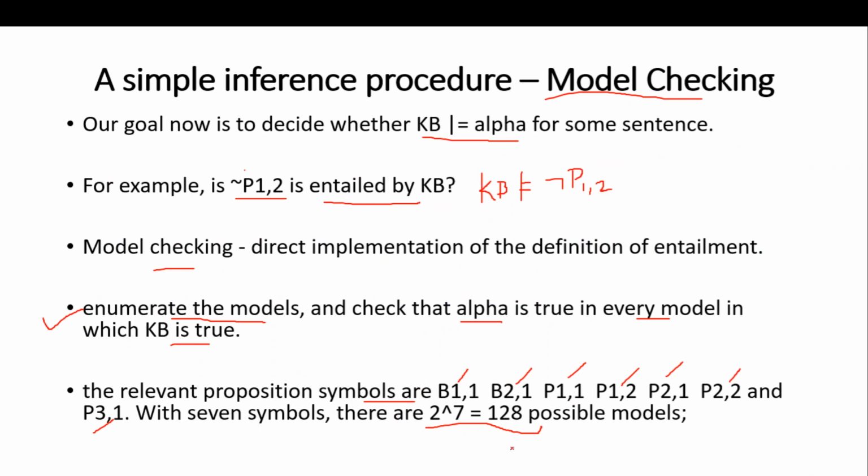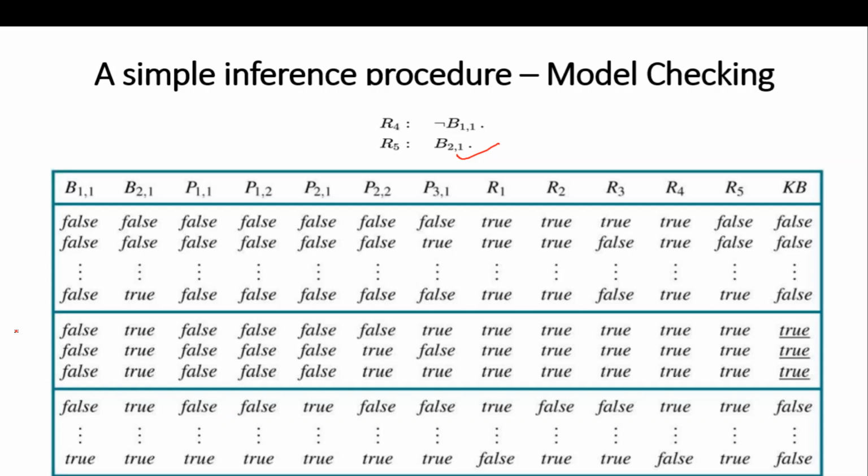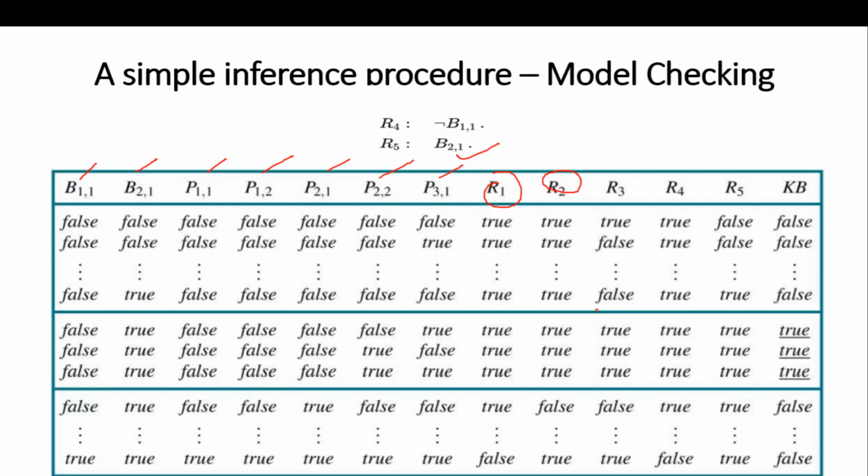2 to the power 7 gives 128 possible models, or 128 possible combinations. So that is what is represented here. Our rules contain these symbols: B11, B21, P11, P12, P21, P22 and P31. And we are also listing the rules. Rule 1 just says that there is no pit in 1,1. Rule 2 says that if there is a breeze in 1,1, then what follows? So all the rules we are listing down.